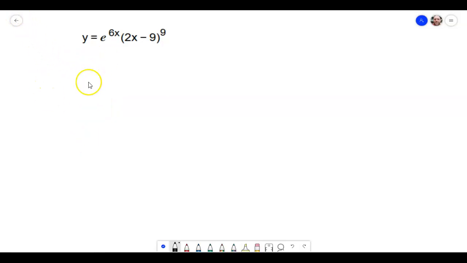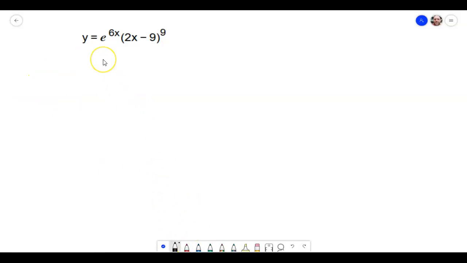I got a request for this problem right here. Looks like it is number 15 in section 3.7, and this problem is going to involve multiple rules. Let's talk about how we figure out which ones to apply first, and then which ones to apply second, and so on and so forth.